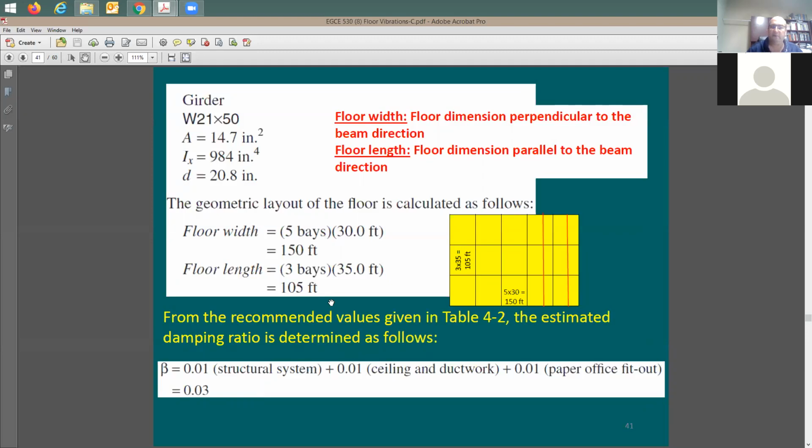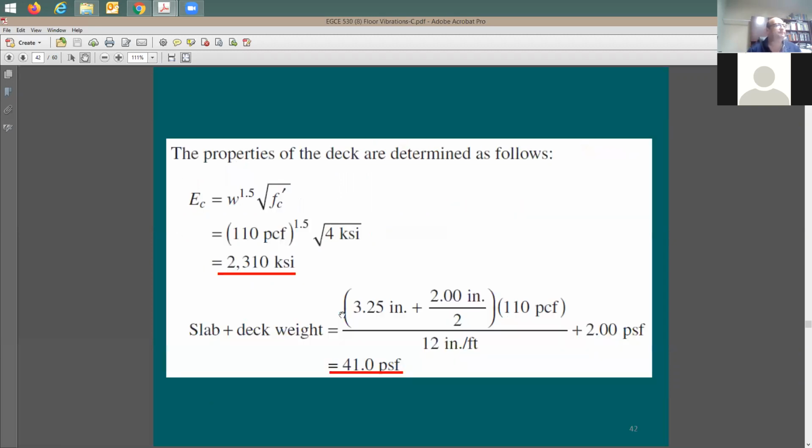Now we're looking at the beta factor, for the damping. We have 1% for the structure system. We have 1% for the ceiling and the ducts, and then we have 1% for the paper outfit. So we have a total of 3%. This beta here is going to be helping me out in determination of the acceleration in the vertical direction. You have beta in the denominator. So we're going to be using it there.